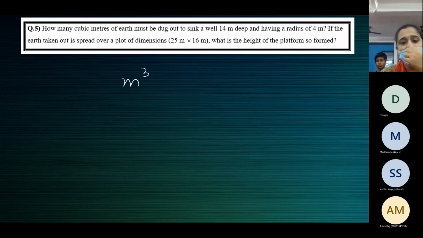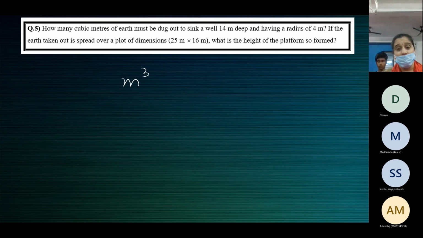The depth of the well is 14 meters, and it's a cylindrical well. The mouth of the well, which is circular, should have a radius of 4 meters. So they're asking you how much earth should be dug out. That means you just find the volume.